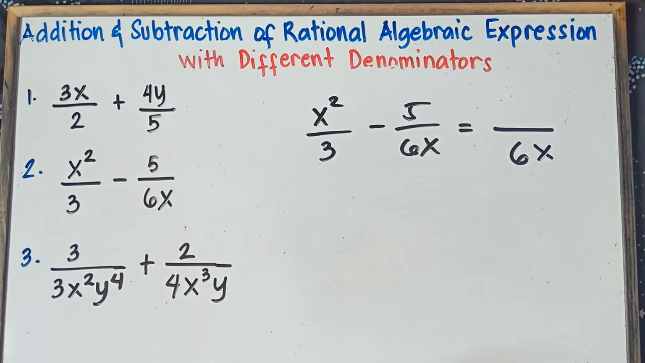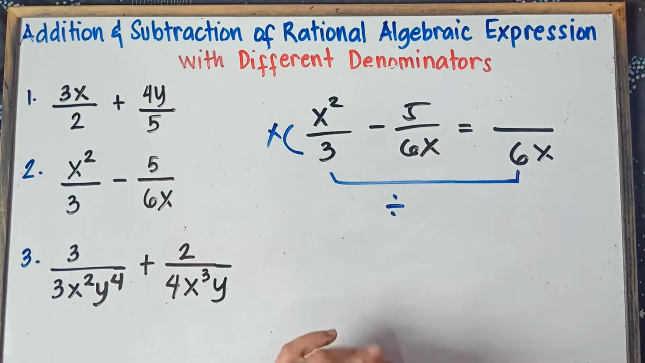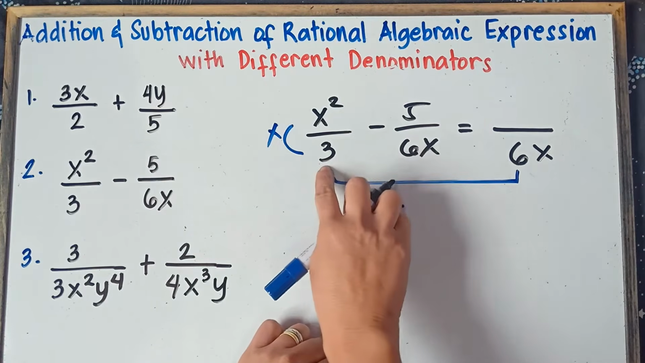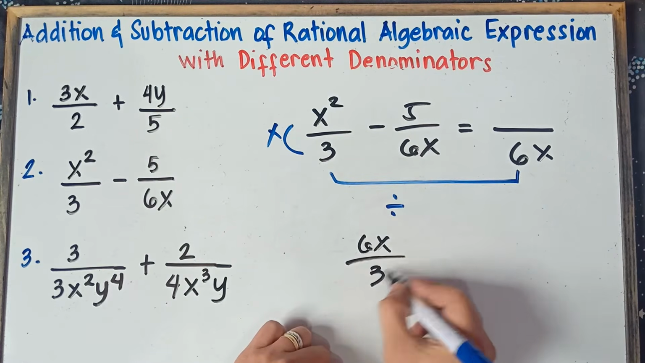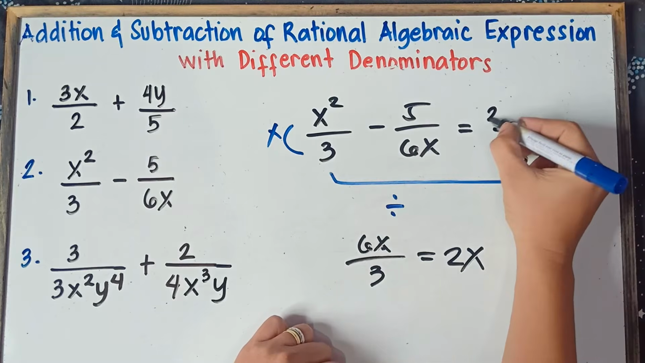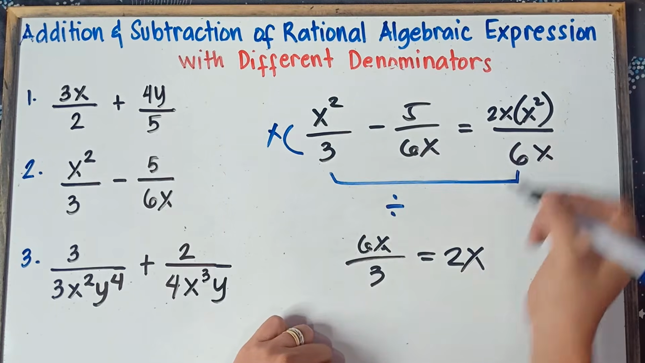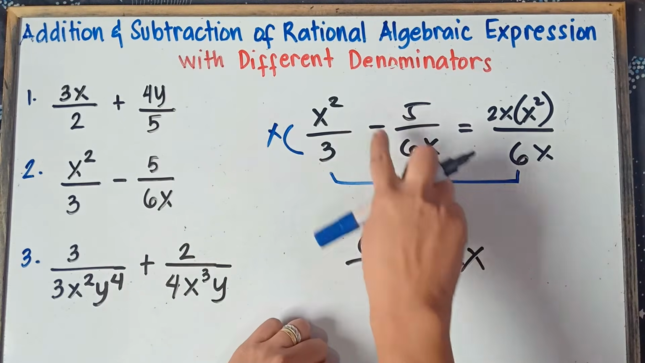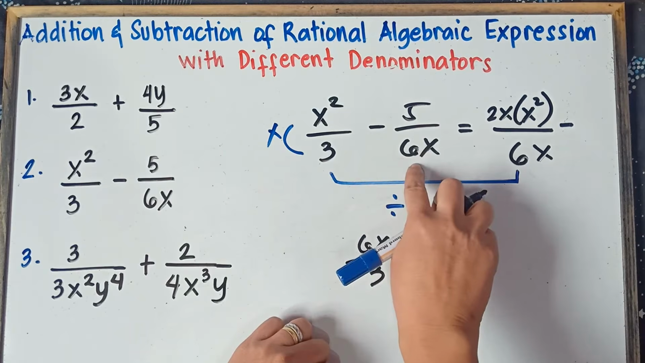Alright, and then simply divide this one. So divide and then multiply. So 6x divided by 3 would be 2x. We answered that a while ago. 6x divided by 3. 6 divided by 3 is 2. Simply copy x. So this will be 2x. And then multiply the numerator times x squared. Alright, and then copy the minus sign. And then 6x divided by 6x would be equal to 1.